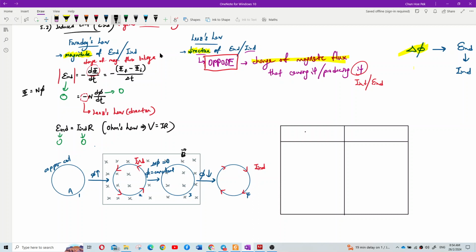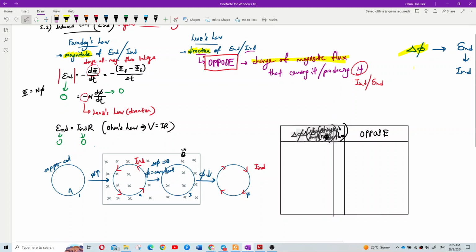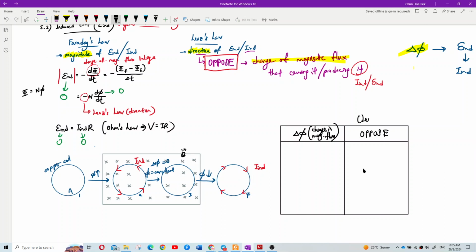So this one talks about change of magnetic flux. Okay. So now the induced current opposes the change. The word oppose. This is the change, the change in magnetic flux. Oppose is Lenz's law.